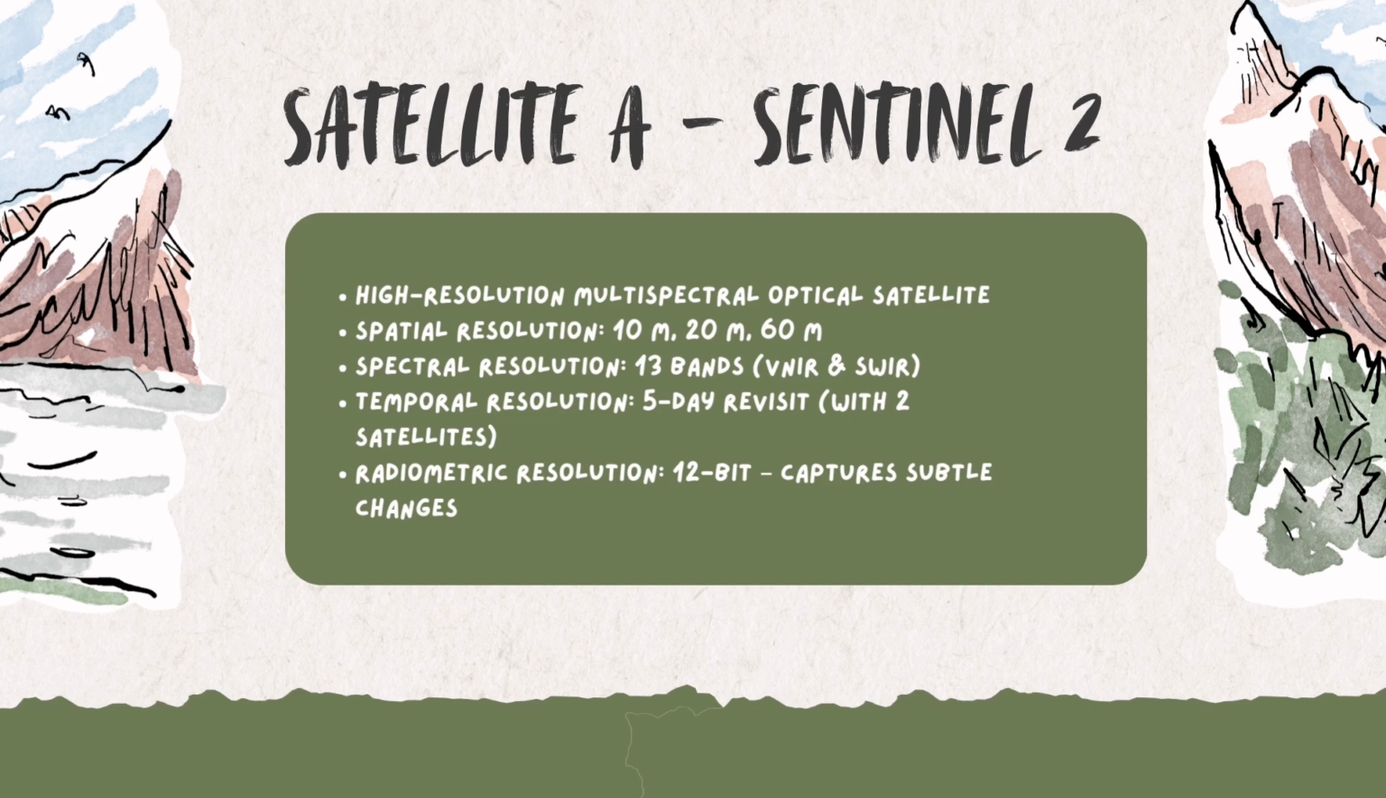Here for Satellite A, we use Sentinel-2, which is a multispectral optical satellite that captures images at 10, 20, and 60 meter resolution, depending on the spectral band. It includes 13 spectral bands covering visible, near-infrared, and shortwave infrared regions. It has a 5-day revisit cycle and a 12-bit radiometric resolution, making it ideal for detecting subtle changes in shoreline features and vegetation.